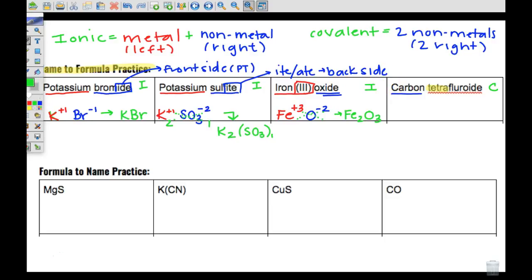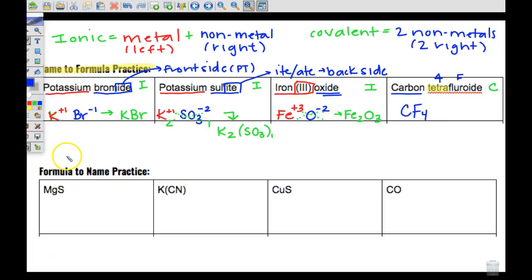So now I have to remember not only the prefixes, but also what number they represent. Because there's no prefix in front of the word carbon, that means I only have one of them, so I just write the symbol. But tetra stands for 4, and fluoride stands for fluorine. So it means I have 4 fluorines. But the symbol comes first, and then the number comes after.